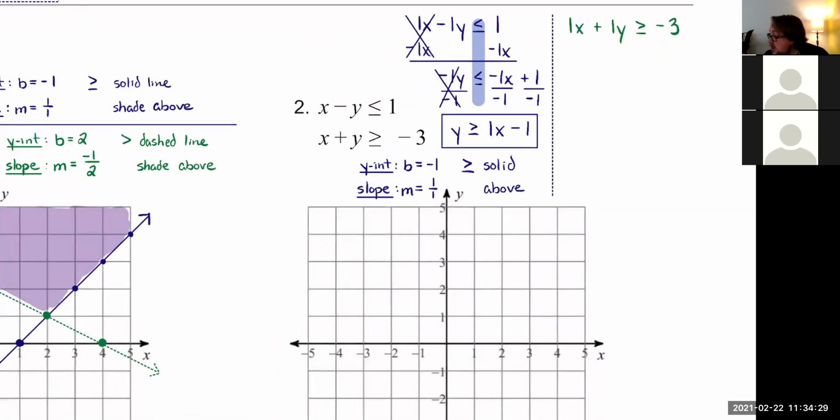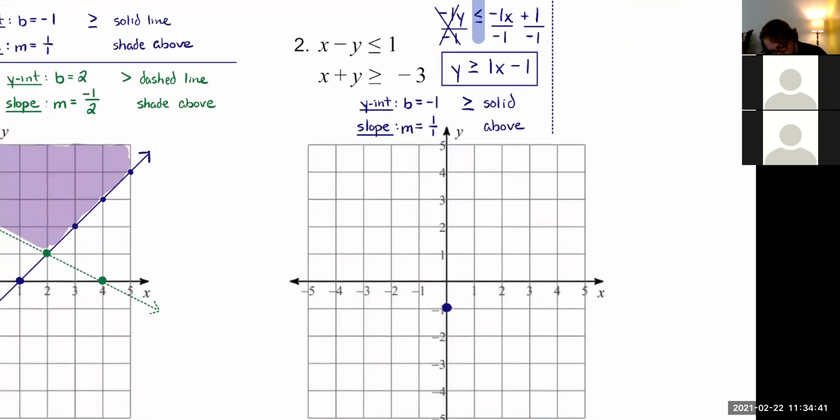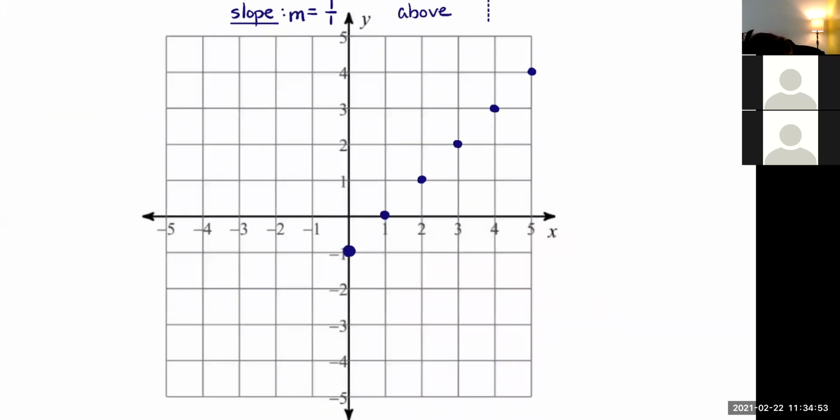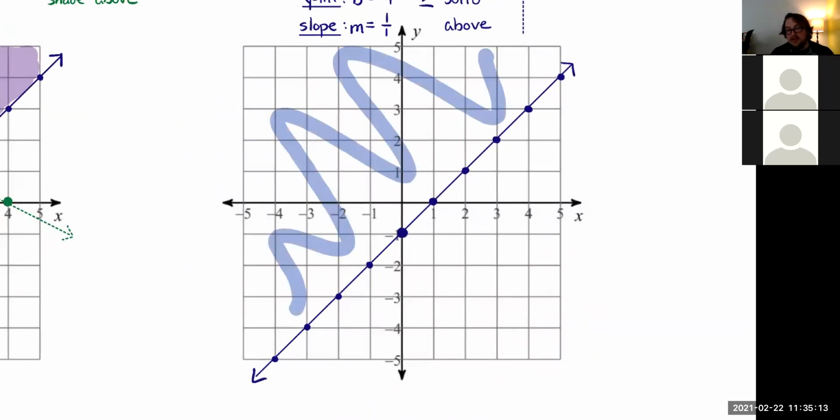But while I have it there, I'm going to go ahead and get it on my coordinate plane, starting with the y-intercept at -1, put our first point. With a slope of 1/1, we're going to go up 1, right 1, which we can do several times, or alternatively, down 1, left 1. Drawing a solid line, and ever so lightly shade above that line. So we still have a second one to come back and address.